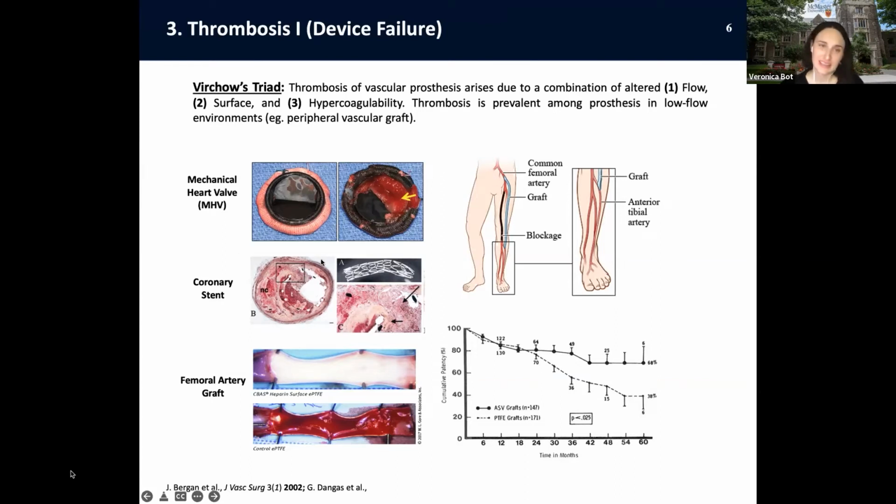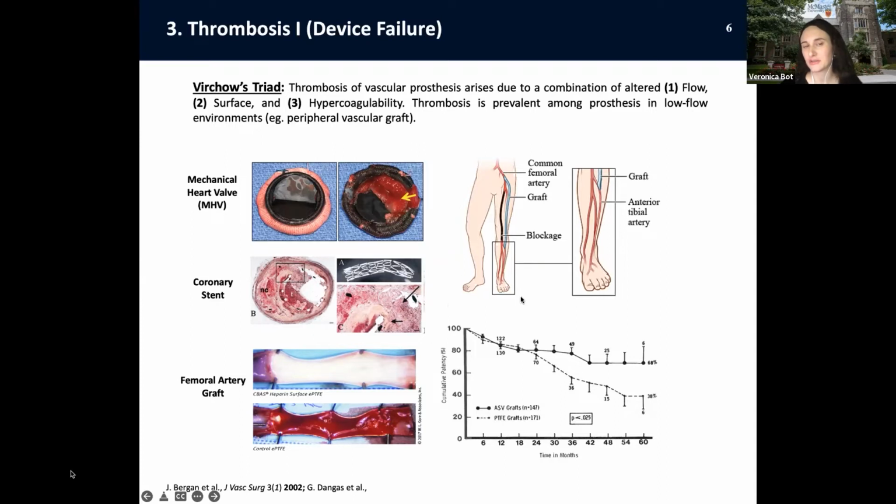It is known clinically that these two pillars are essential in prosthesis performance. A great example of this is looking at lower extremity bypass involving vascular graft. This is a context where low flow conditions are predominant, and also with synthetic materials like PTFE.